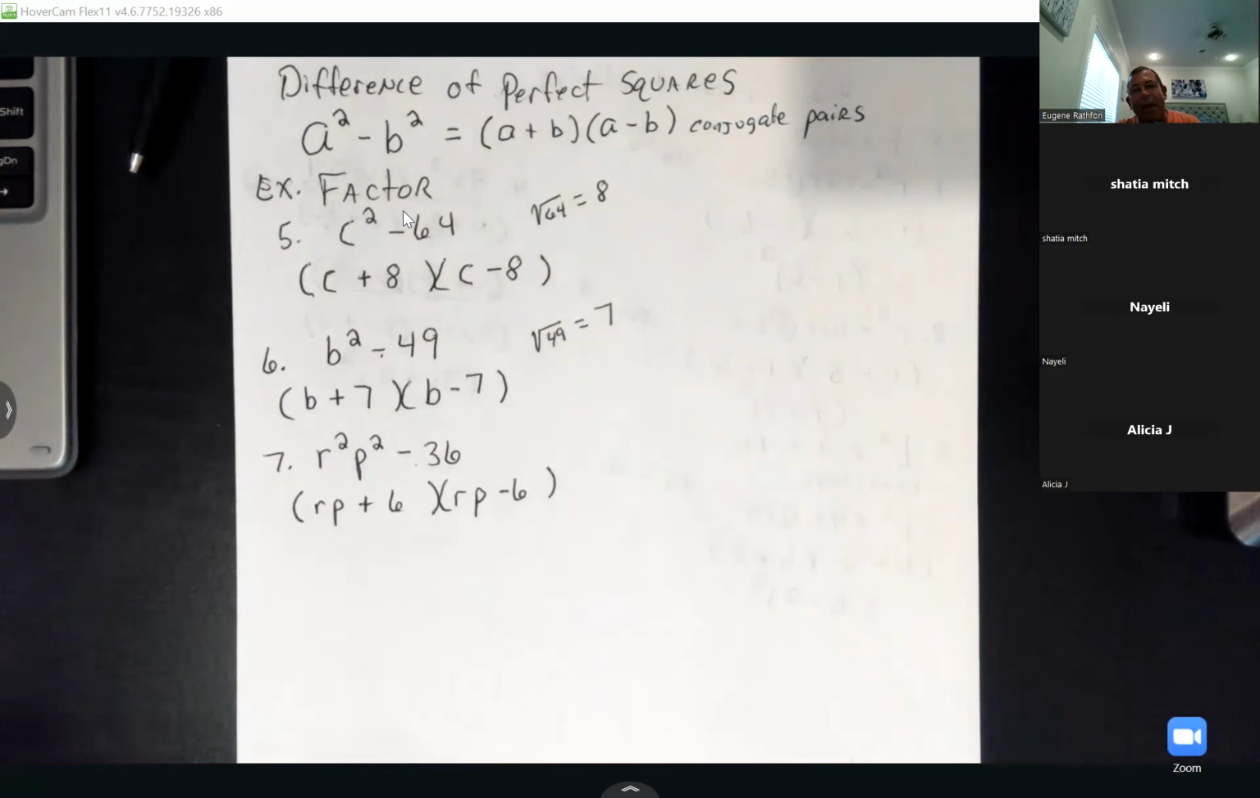So they're not too bad. You just got to remember in this section 4.6, you're mainly looking at square root stuff.